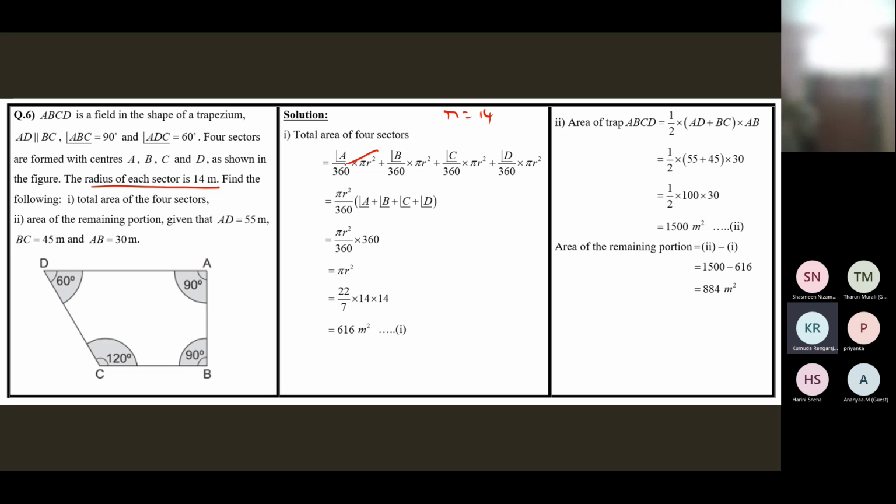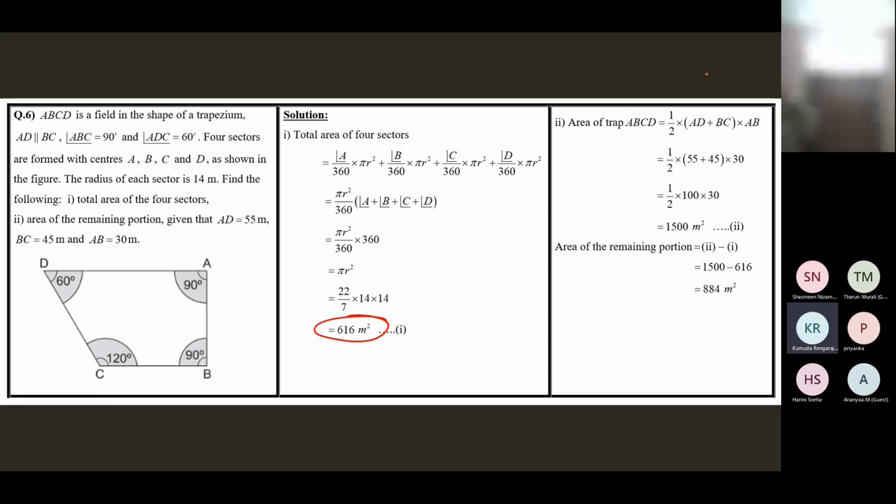So pi r squared by 360 is common. So we have into angle A plus B plus C plus D. But we know that the sum of the four angles in a quadrilateral is equal to 360 degrees. So 360 cancels. So we have pi r squared, and then we take the value of R as 14. The area of the four sectors put together is 616 meters squared.